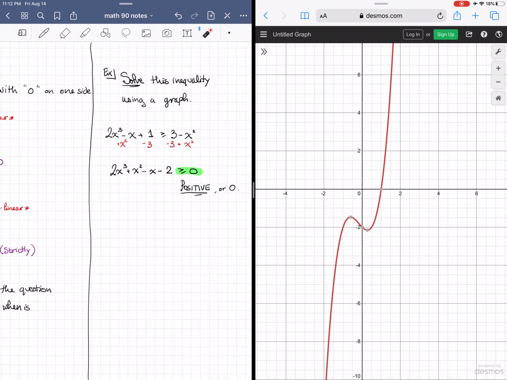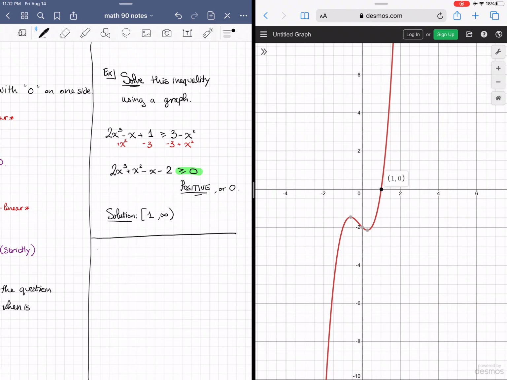Maybe you all can answer the question with me. It's positive or 0 if x is 1 or greater. So for any value of x greater than or equal to 1, the value of our expression is greater than or equal to 0. So we can go into our example here, and we can say that the solution set consists of all values of x that are greater than or equal to 1. And you'll see I wrote it in interval notation.